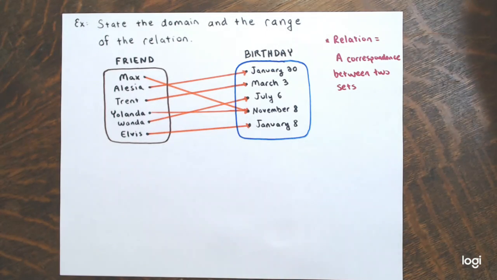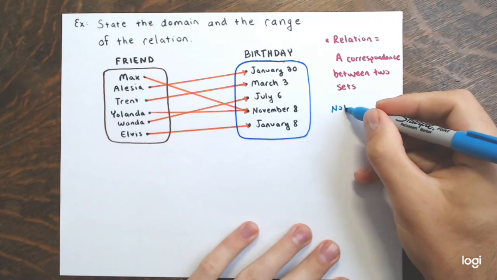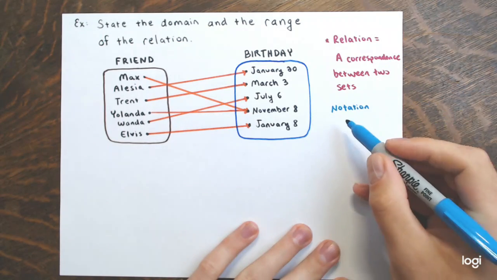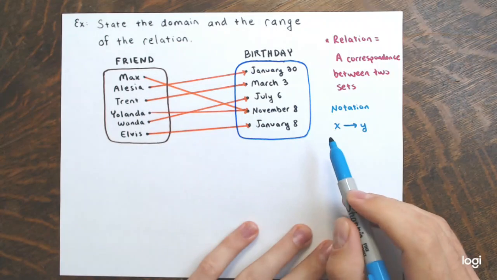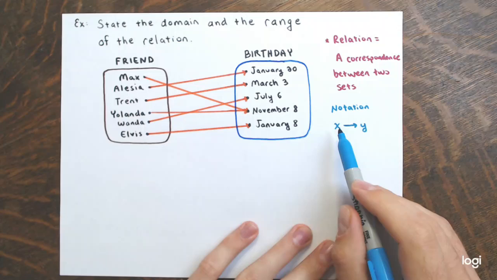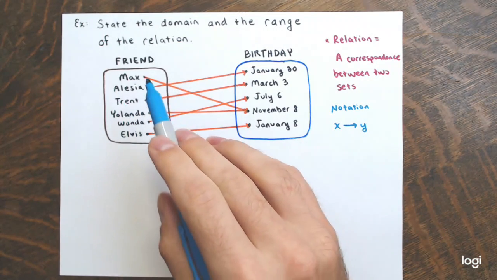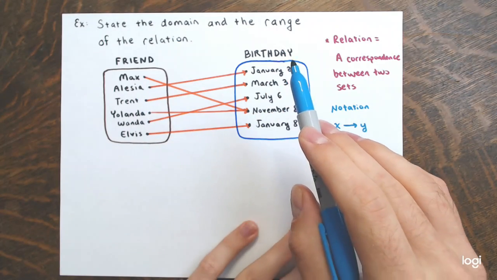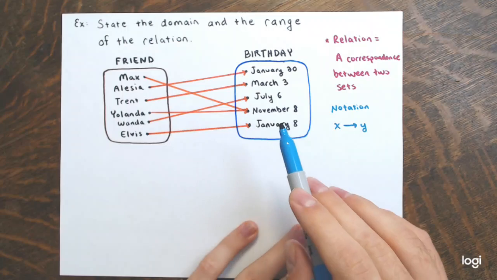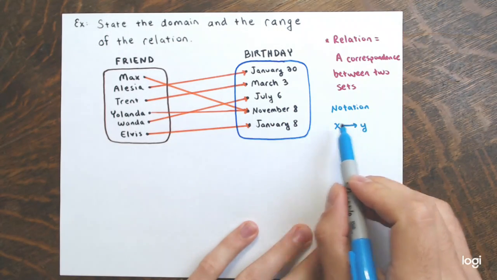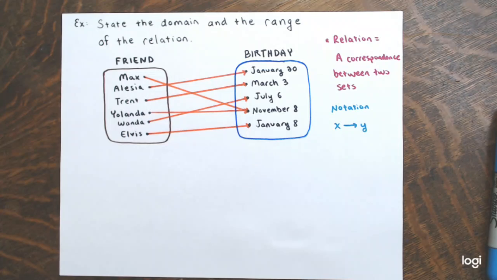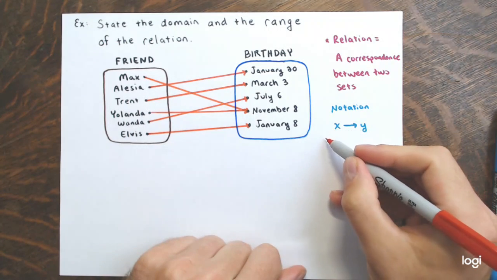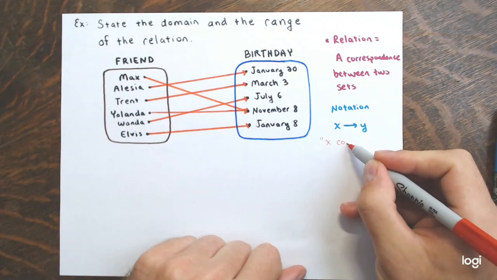And one other note on some notation regarding relations. You might see little arrows like in my diagram here. This X and this Y are just elements of the two sets. So the set of, say, friends here, a set of people, and the other set being the set of these birth dates, just days of the year. An arrow from one to the other indicates that X corresponds to Y. There's a relationship between this element and this element.